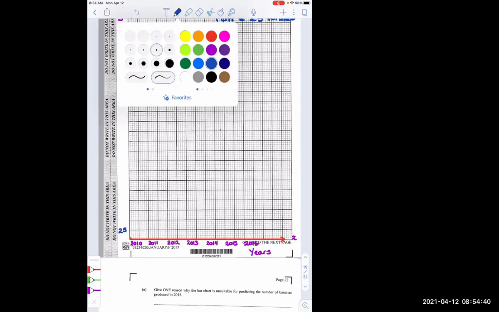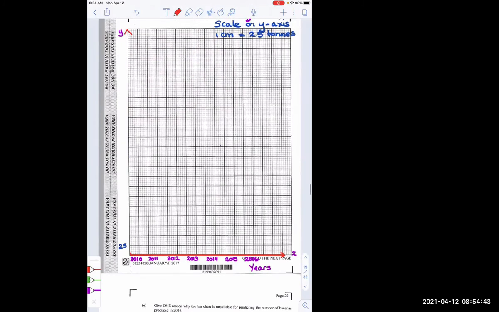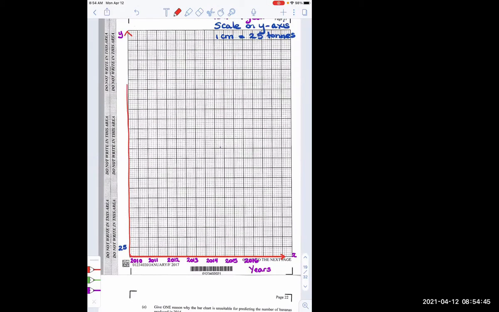Let me draw back my axis here. So we counted in 25s. So we have 25, 50, 75, 100, 125, 150, 175, 200, 225, 250, 275. We could go up to 300. So label the axes X and Y, and we will continue.